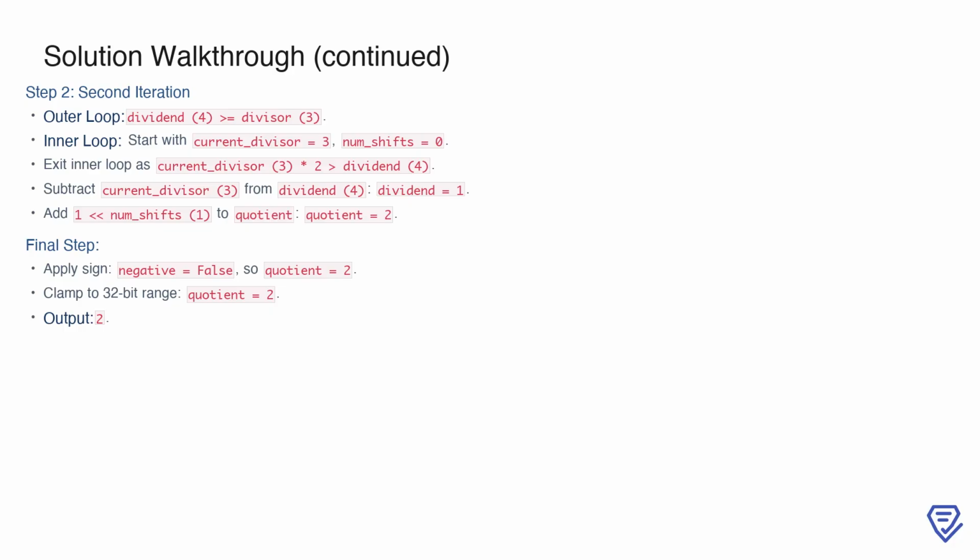Finally, we adjust the sign of the result based on the negative flag. Since the flag is false, the quotient remains positive. We ensure the result is within the 32-bit range, and the final output is 2.